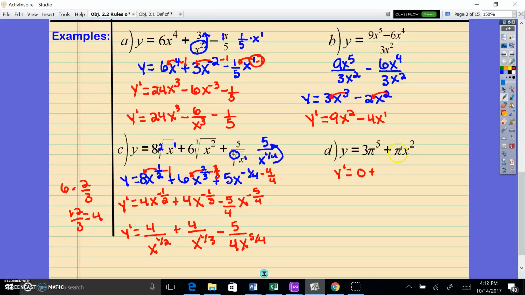Now on the second term, the pi is being multiplied by x squared. So imagine it's just like looking at 3x squared. We would take the derivative by multiplying the 2 and the 3, and then subtracting 1 from the power. So that's the way you've got to think about it, because it's now being multiplied by x squared. So this would be 2 pi x. So the derivative is simply 2 pi x.